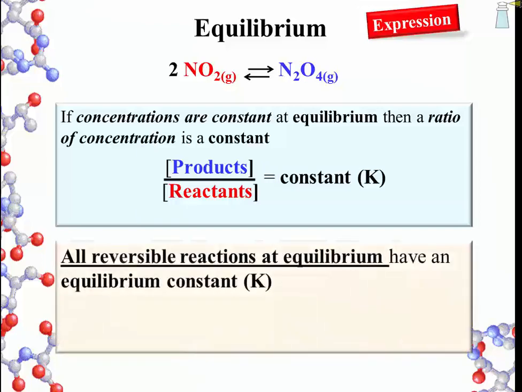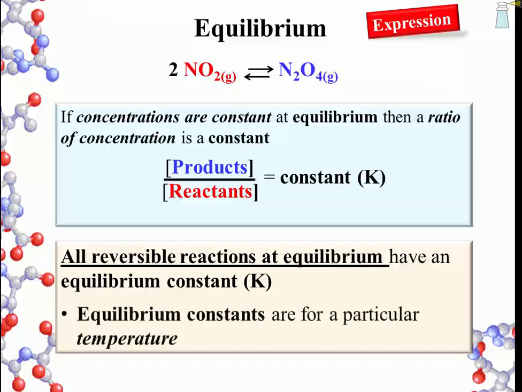All reversible reactions at equilibrium have an equilibrium constant. Importantly, since each type of chemical reaction proceeds to its own degree of completion, every reaction will have its own K value. The ratio of concentrations is reaction specific. Also, as seen in the kinetics lecture, rates of reaction are temperature sensitive. Equilibrium constants are therefore temperature sensitive. Anytime a K value is given, it is given at a specific temperature.